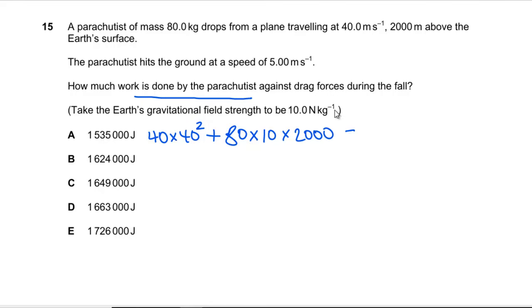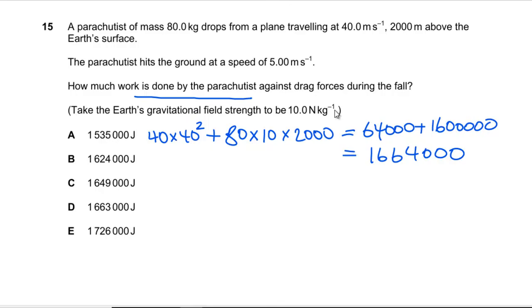Okay, so what is this all in all? 40 times 40 times 40. So I've got 64 with 3 zeros. And then here I've got an 8 times a 2 gives me a 16. And then 1, 2, 3, 4, 5 zeros. Oh, that's quite good. So that comes out at 1,664,000.